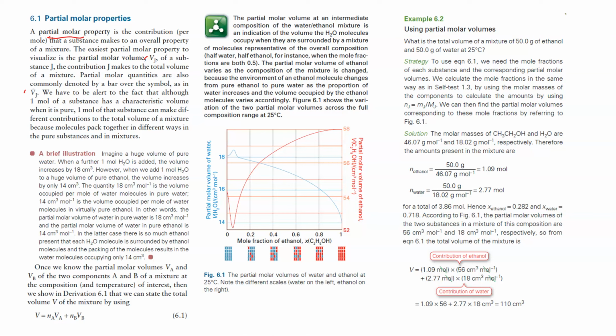which we found iteratively in the laboratory. So moving on, once we know the partial molar volumes V sub A and V sub B of two components A and B of a mixture at the composition and temperature of interest, then we shall show in derivation 6.1 that we can state the total volume V of the mixture by using the following equation, which we see here, where the volume equals the number of moles of A times the molar volume of A plus the number of moles of B times the molar volume of B.